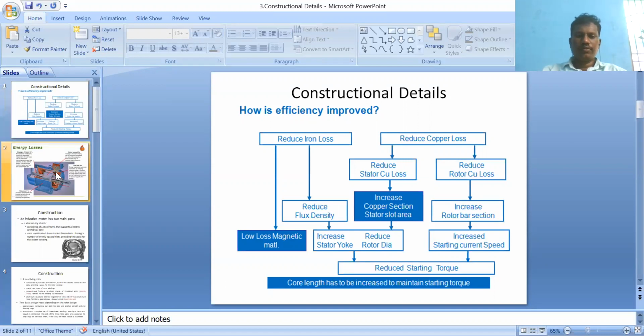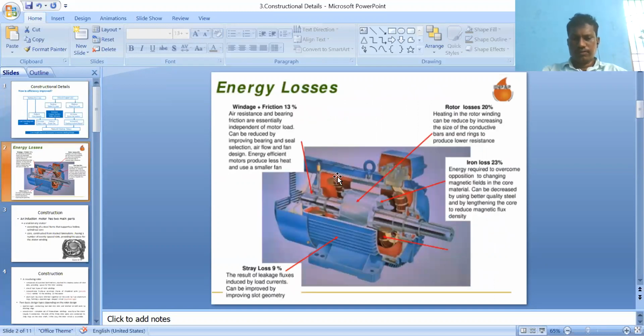And diagrammatically, I represented the energy losses in induction motors. Friction and windage losses are 13%, rotor losses 20%, iron losses 23%, and stray load losses 9%. So what are the methods to improve the friction and windage losses? Here I clearly note down what we do to reduce the friction and windage losses and rotor losses.